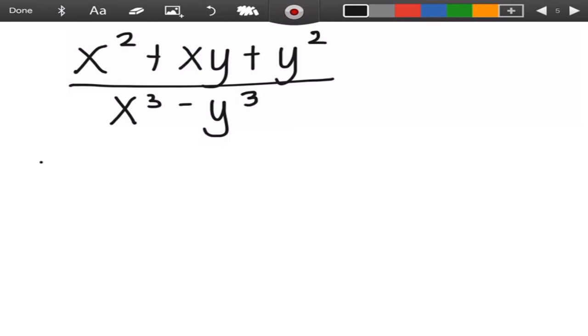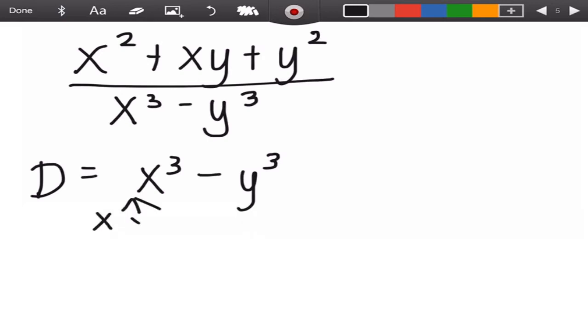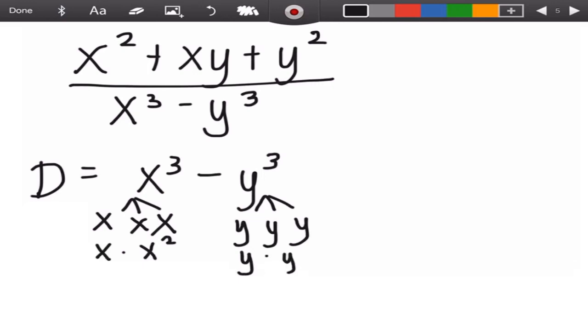Now, we will factor the denominator, x cubed minus y cubed. So this is a difference of 2 cubes. So we will have the factors of x cubed. So we have x times x times x, or we can write this one as x times x squared. And then for y cubed, we have y times y times y, or we can write this one as y times y squared.